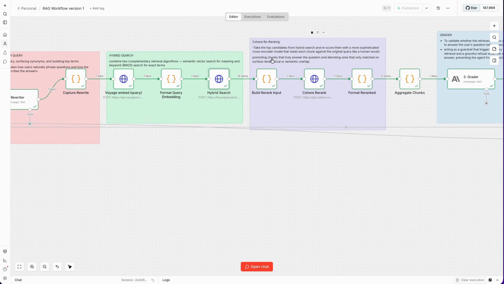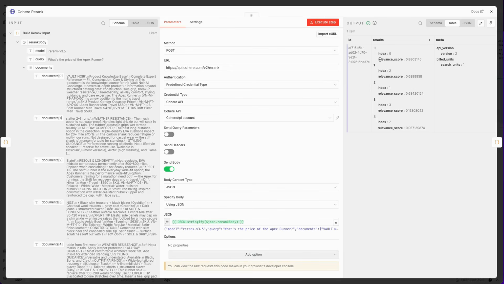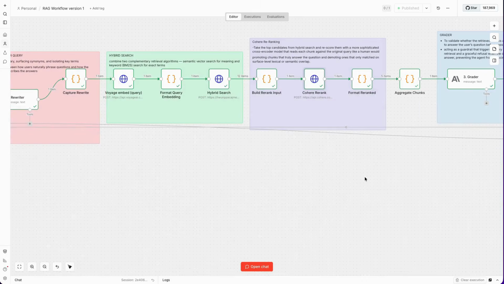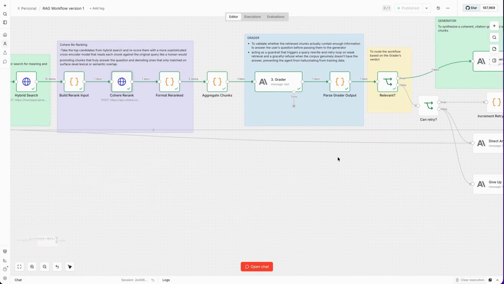The job of the Cohere re-ranker is important. Its job is to promote those chunks that truly answer the question and demote the ones that only matched on surface-level lexical or semantic overlap. This is a very important step, and Cohere helps by taking those 12 candidates and providing the final 5 chunks that make sense with its own scoring. This is the relevance score of the top chunk, and that's 0.88. Then we aggregate all of that and send it to the grader.